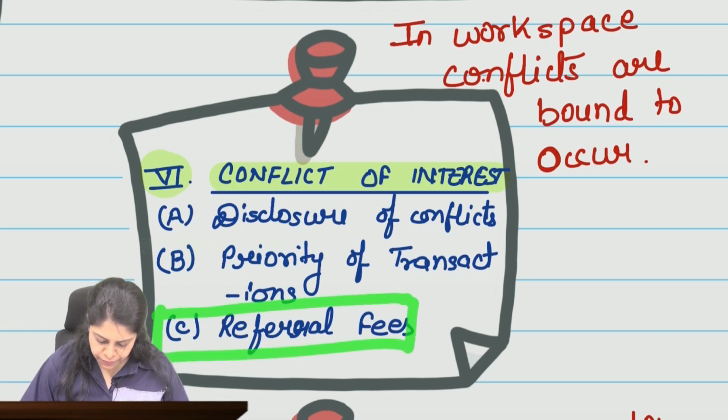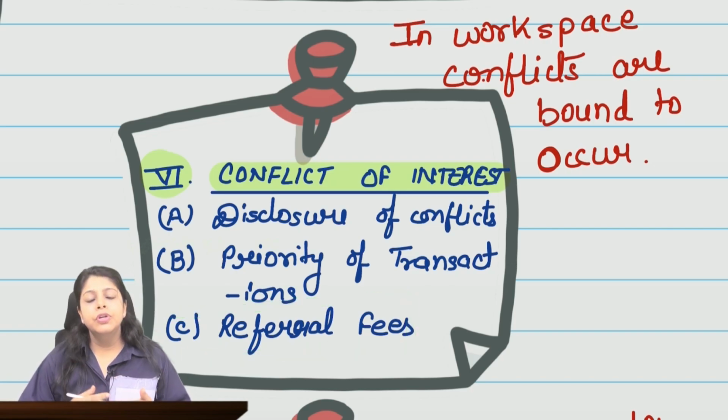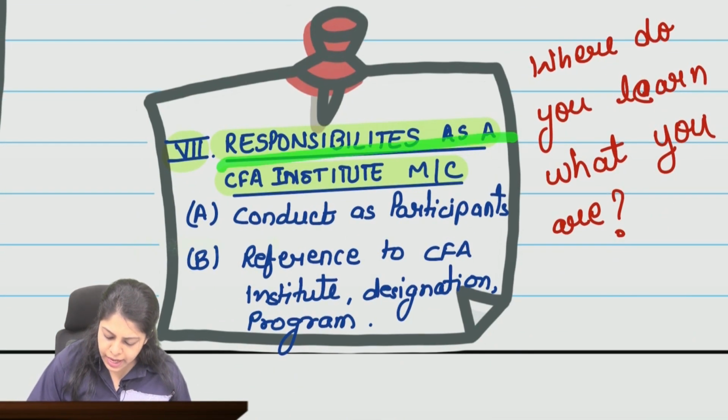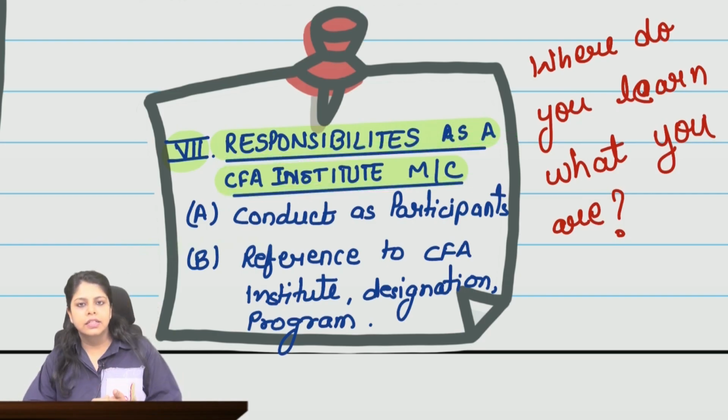C is referral fees. Now whenever you are receiving or giving any kind of referral fees, you need to disclose such receipt or payment to your client, to your prospective clients, and to your employers. For example, if someone else has referred one of his clients to you and you need to pay the referral fees to them, you need to disclose this matter to the employer, to your clients, and to your prospective clients. It's that simple. Now our last standard is responsibility as a CFA Institute member or candidate.